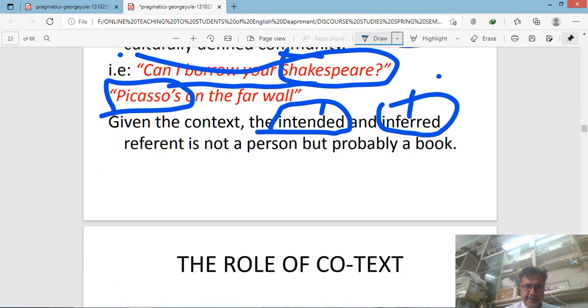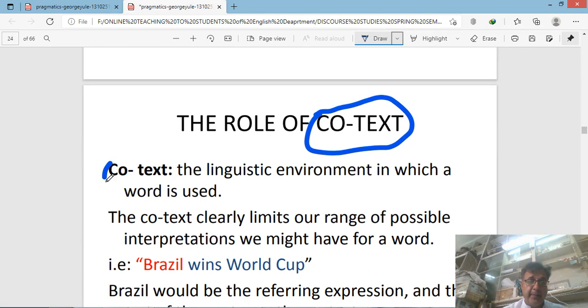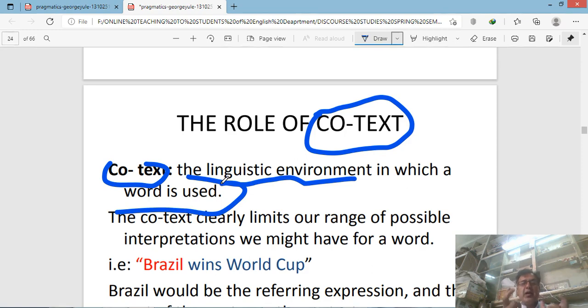Okay? Now we are going to talk about the co-text. First, let me tell you something. The co-text, remember, refers to the linguistic environment in which the word is used. A particular linguistic environment where this word is used, the co-text, clearly limits the range of possible interpretations we might have for a word.